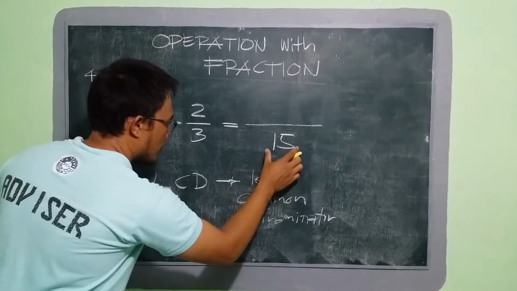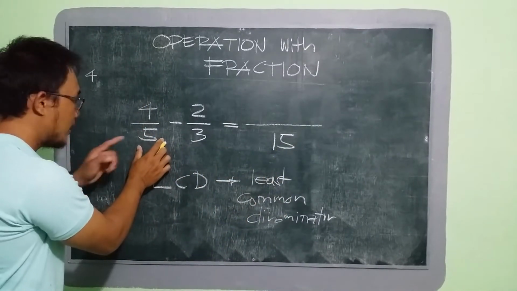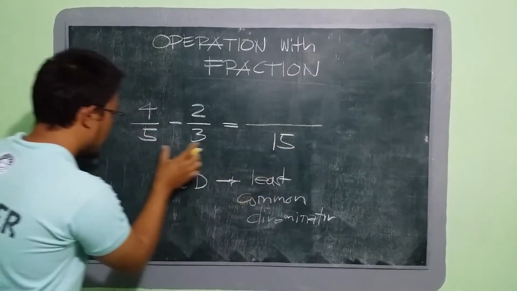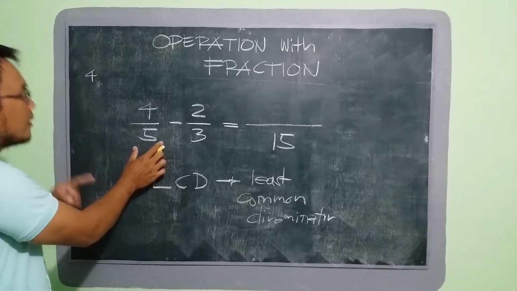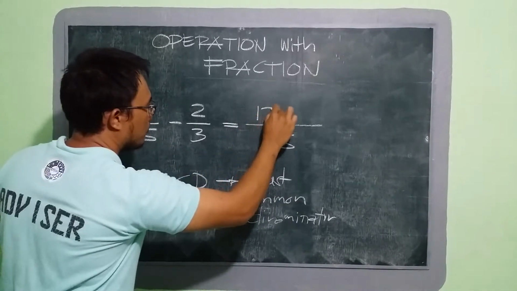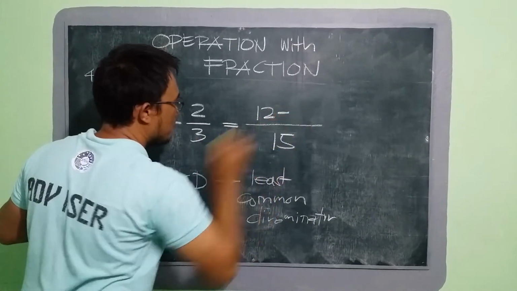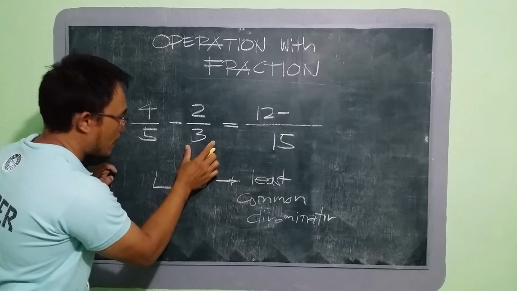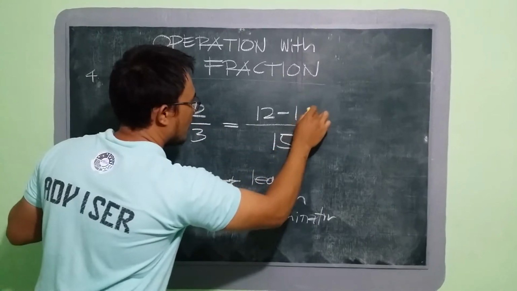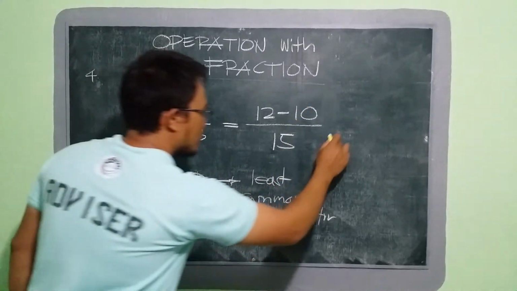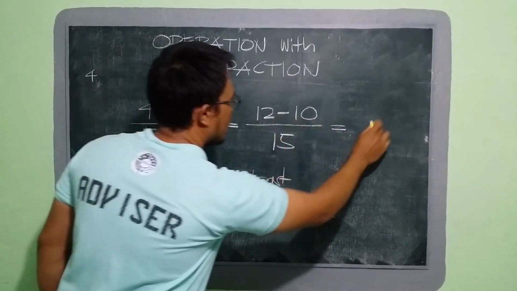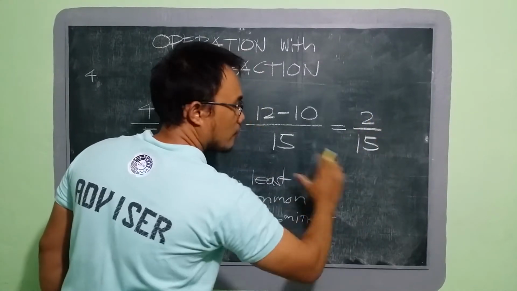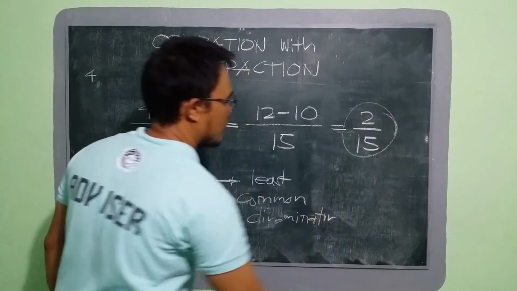So first is 15 divided by 5, that is 3 times 4. Okay, so let's try this again. 15 divided by 5 is 3 times 4, that is 12. Copy the minus sign. 15 divided by 3, that is 5 times 2, that is 10. Okay, and then we simplify. 12 minus 10, that is 2 over 15. Since we cannot simplify this further, this is now our final answer.